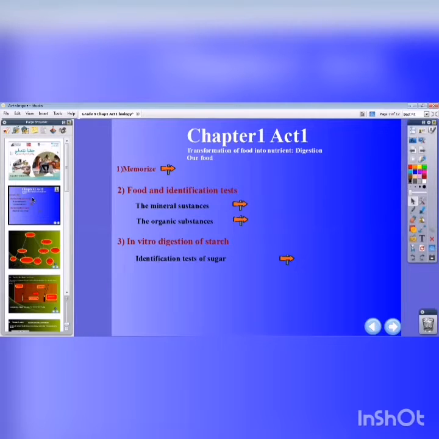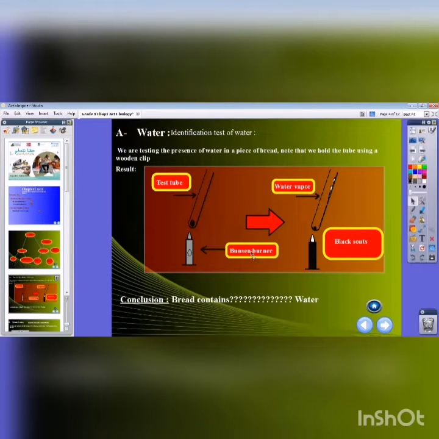Food and identification test. This food is identified by many experiments that occur in the laboratory. First, let's begin with the mineral food in order to identify the composition of our food that we eat. First test, identification test of water.